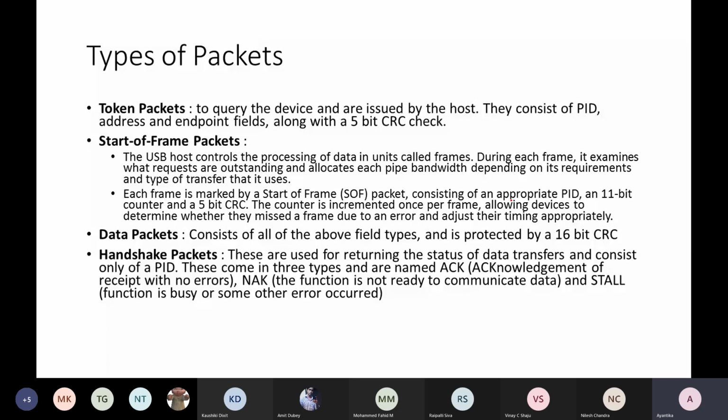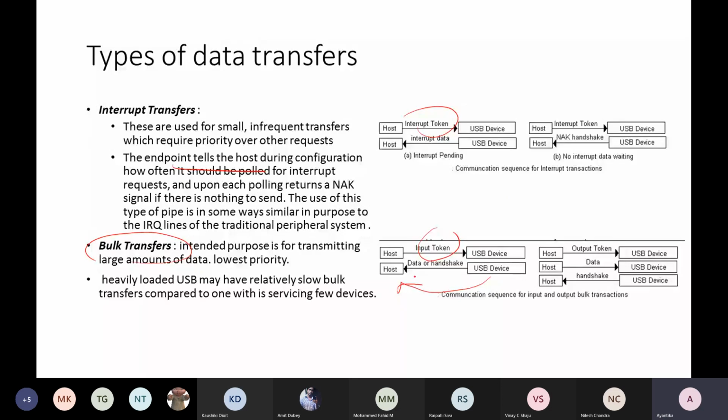Next one is start of frame packets. The start of frame packets indicate, again, synchronization. I think we have discussed the start of frame bits in previous protocols. Next, the actual data packet consists of all the above field types. And next, the handshaking packets. Handshaking packets are mostly used in the acknowledgement part. These are the confirmation coming from the USB device end to the host end that whatever request was there was processed.